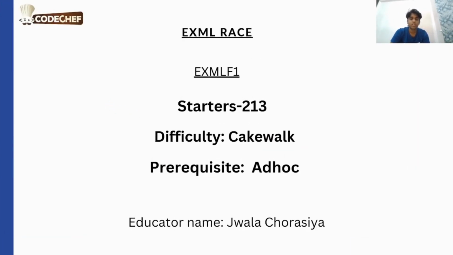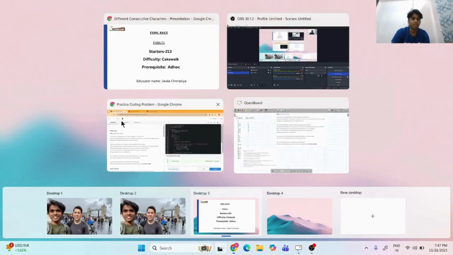Myself Jwala Chaurasia, and today we are going to solve the problem which came into Starters 213. The name of the problem is EXML Race and the problem code is EXMLF1. The difficulty rating of the problem is cakewalk and the prerequisite is a doc. Let's start with reading the problem statement over here.